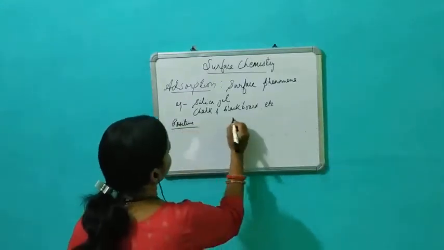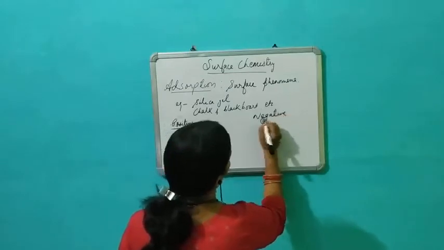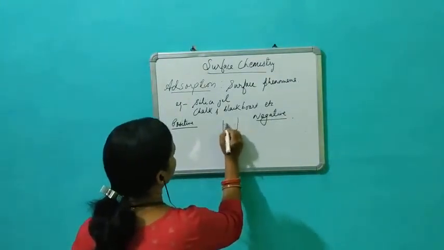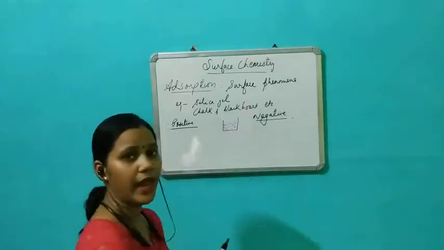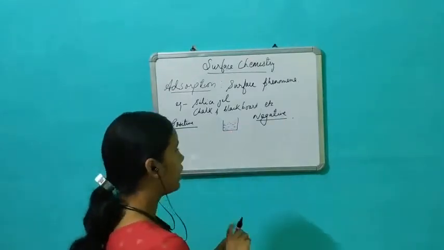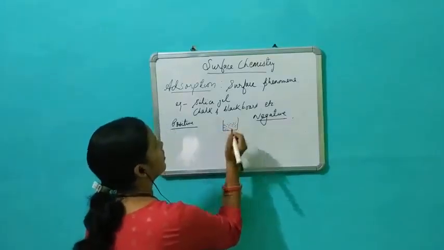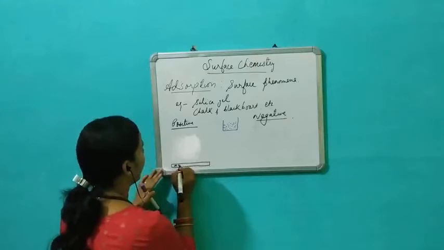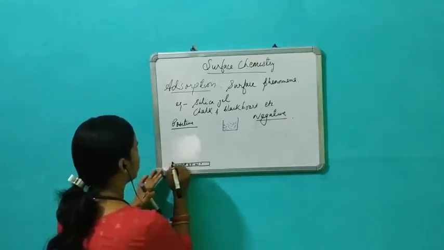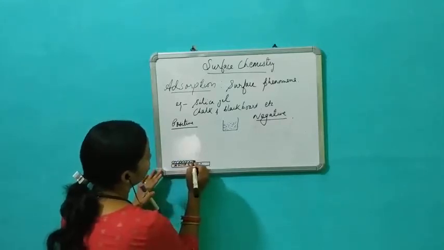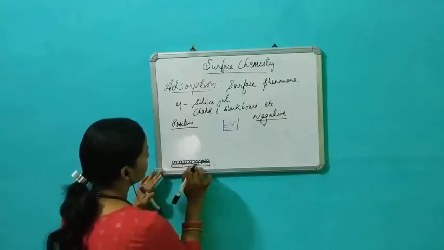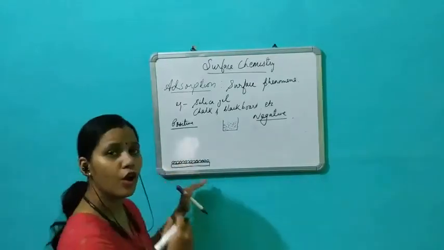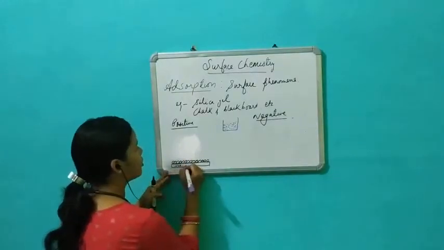Positive adsorption and negative adsorption. Now, suppose I draw here a beaker filled with water, and there are some molecules here. These are the molecules. Now suppose I have the adsorbent here, and these are the molecules. So when the concentration of the adsorbate is more on the surface of the adsorbent, then we get positive adsorption.